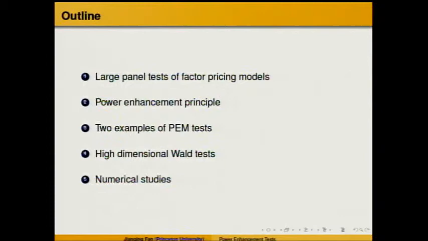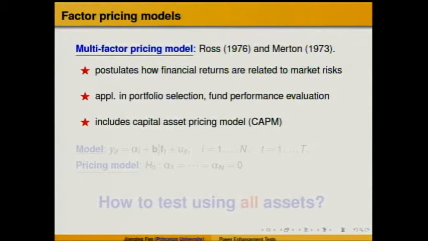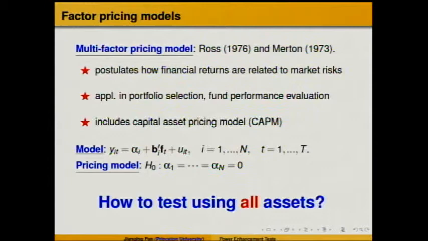So, large panel studies. The multi-factor model, introduced by Ross and Merton, postulates how financial returns are related to the market risks. It has wide applications in portfolio allocation and fund performance evaluation, and certainly includes the capital asset pricing model as a specific example. In a nutshell, you have large panels with many assets, and you decompose the asset return of individual assets into the part that depends on the common factors and the part that is idiosyncratic. You can always do this orthogonal decomposition, plus the intercept part, okay?